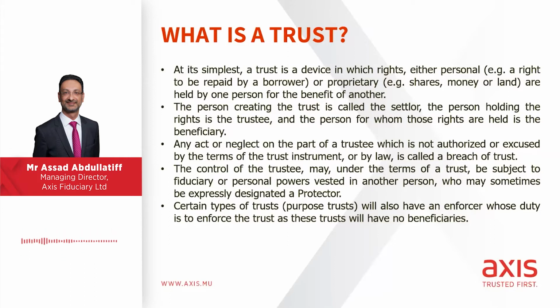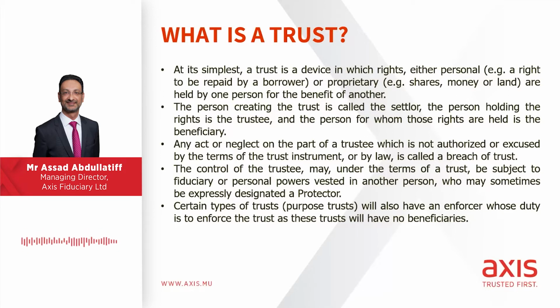What is a trust? Well, to keep it very simple, a trust is a device in which rights, either personal or proprietary, are held by one person for the benefit of the other. That's what a trust is. A lot of people think a trust is a very complex product, but it's not, right? It's actually very simple. The person who creates the trust is called the settlor. The person holding the rights is called the trustee. And the person for whom those rights are held are called the beneficiaries.